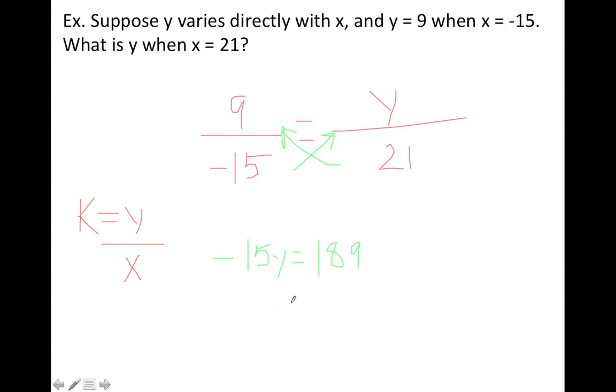When you reduce it, you get y equals negative 63 over 5. So these are really simple. All you have to do is remember y over x, or just remember, if your y is on top for the first one, your y has to be on top for the second one, and same thing, x on bottom, x on bottom.